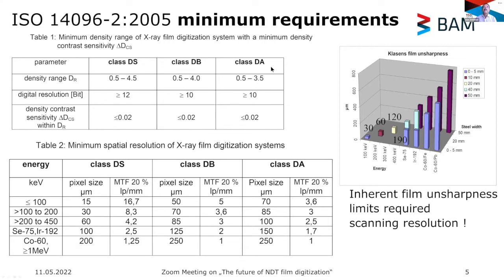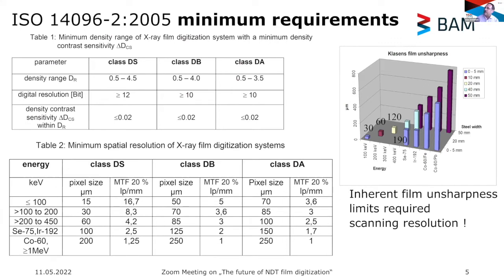And then you have for the simple classes 0.5 to 3.5 optical densities, and 4 and 4.5. So for the digital storage class, you came up with a much wider dynamic range. But in this full dynamic range, you had to fulfill this fine density contrast sensitivity. This is very well approved meanwhile, and there is no need to change anything in table one after 25 years. But table two has a problem, because we have here the spatial resolution, the minimum spatial resolution. It is very easy to define a pixel size, but the pixel size itself is not everything for spatial resolution.